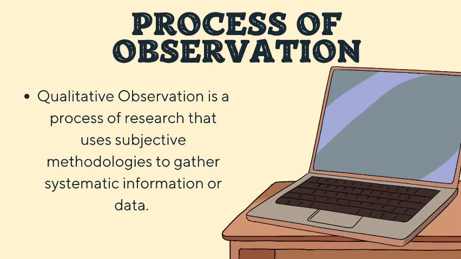6. Process of observation. Qualitative observation is a process of research that uses subjective methodologies to gather systematic information or data. Since the focus of qualitative observation is on using subjective methodologies to gather information or data, it is primarily used to equate quality differences. Qualitative observation deals with the 5 major sensory organs and their functioning: sight, smell, touch, taste, and hearing. This doesn't involve measurements or numbers but instead characteristics.